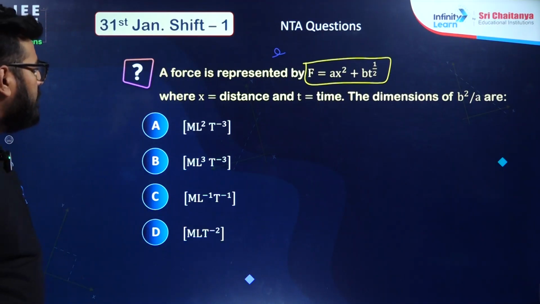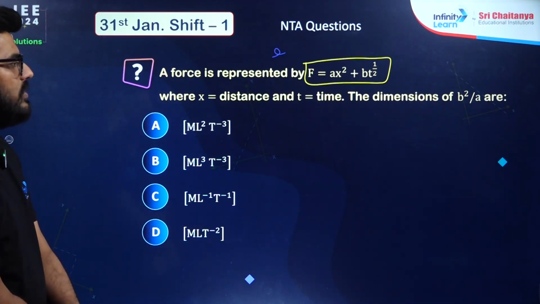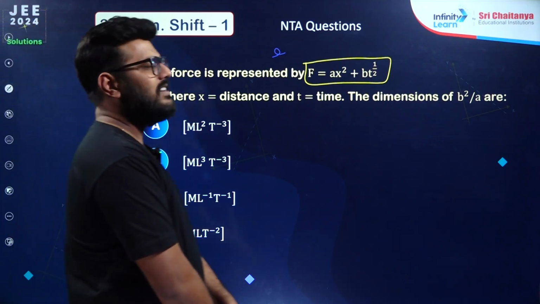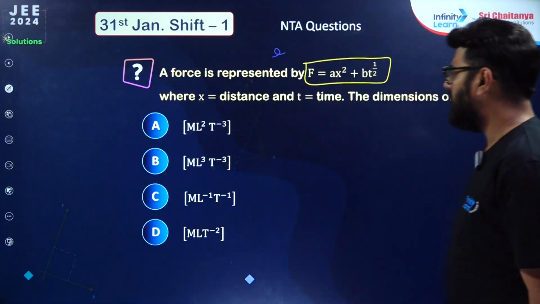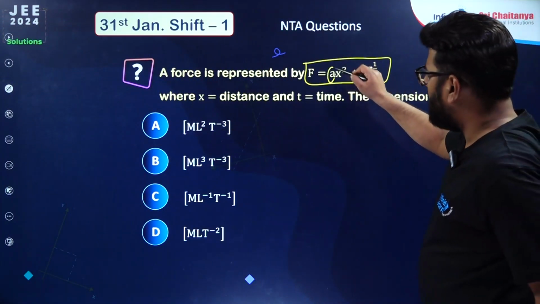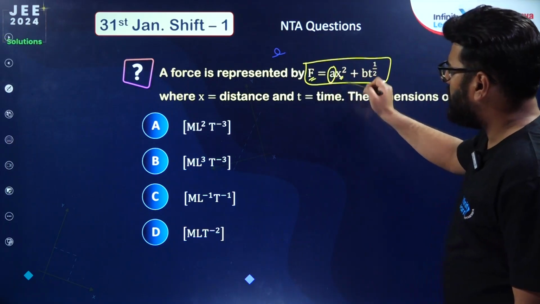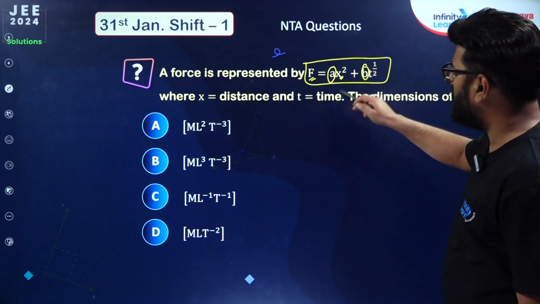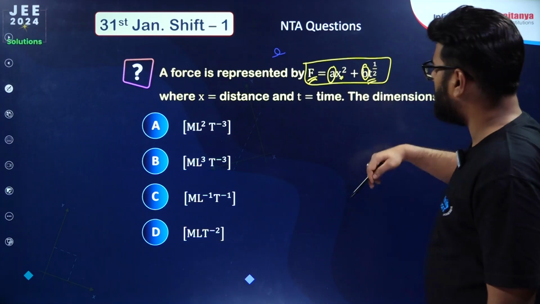A force is represented by F is equal to ax square plus bt under root, or bt to the power 1 by 2, where x is distance and t is time. The dimension of b square by a square. This is a units and dimension problem, a very simple one. The dimension of A will be equal to the dimension of force divided by the dimension of x square. The dimension of B will be equal to the dimension of force divided by the dimension of t square.